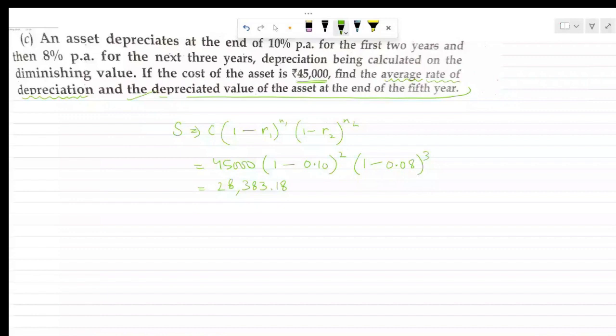Now look, my scrap value has come here, and the value at the end of 5th year is 28,383.80. I know my scrap value. I know my original cost of machinery. I am assuming that my average rate was equal to R. So here I am charging R rate of interest for a total of 5 years. Yes, is this formula clear to everyone, how I basically came to this?